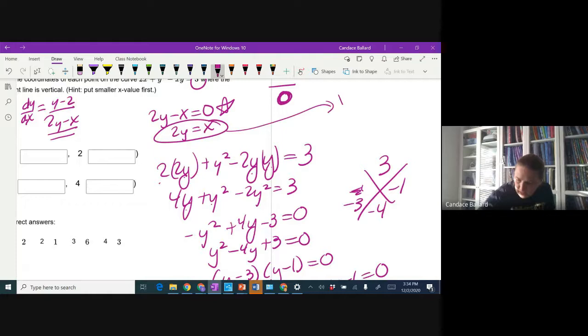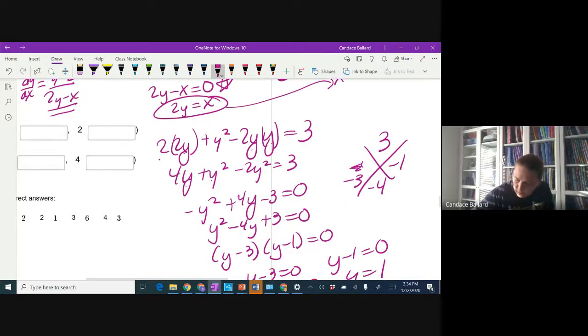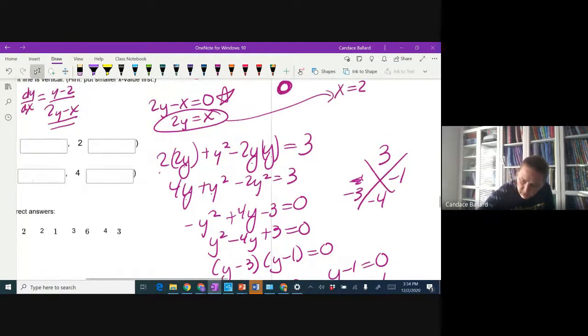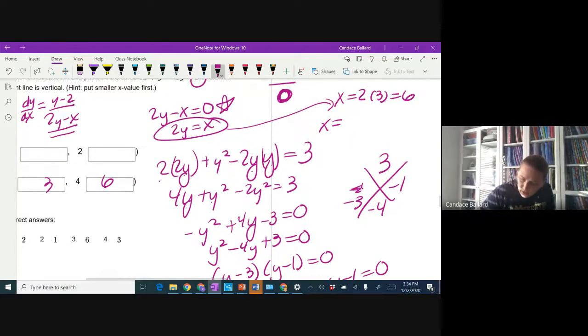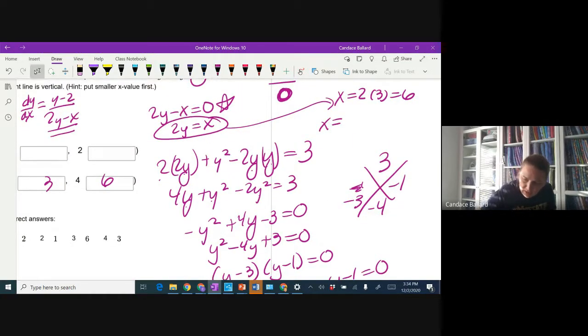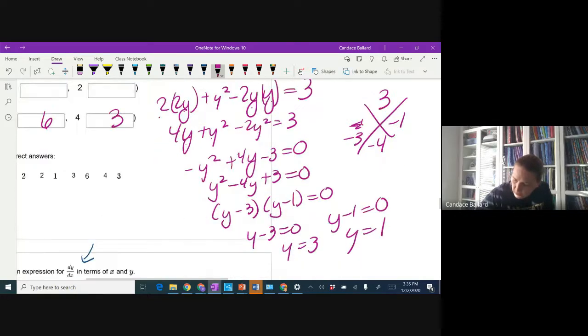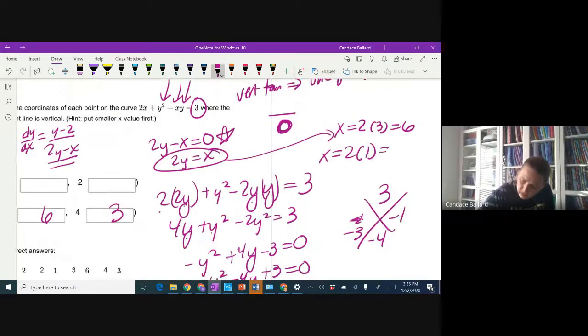So I've got that x equals 2 times 3 is one of them, which gives me 6. And so one of my points is 3, 6. And then my other one, no, it's not. It's the other way around. It's 6, 3, because my x is the 6. And then my other one is 2 times 1, which equals 2. So my other point is 2, 1.